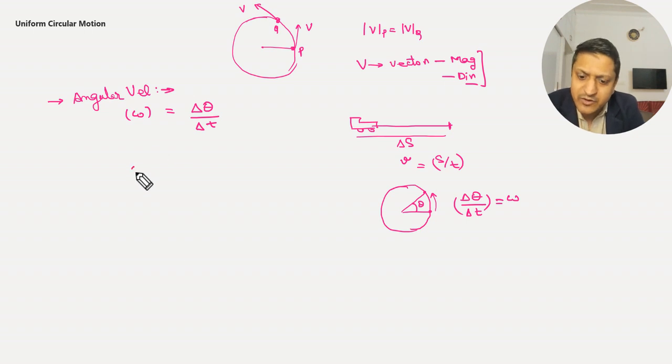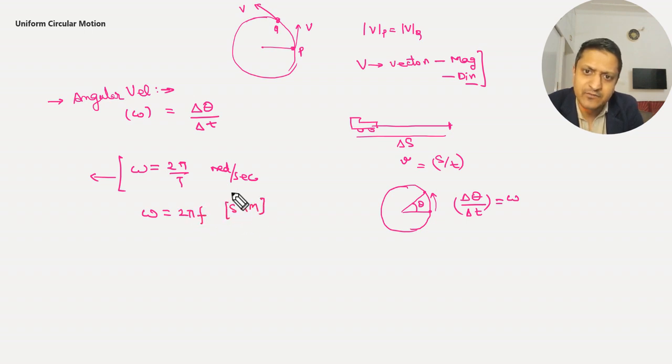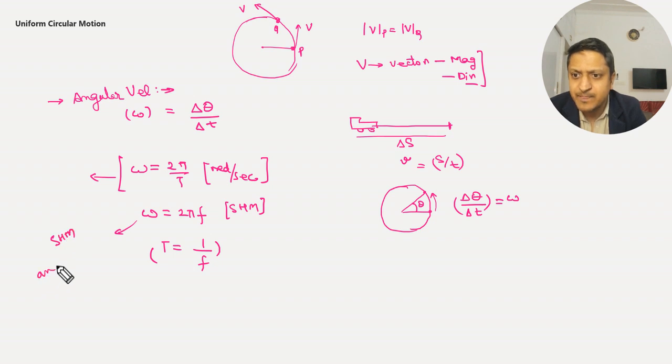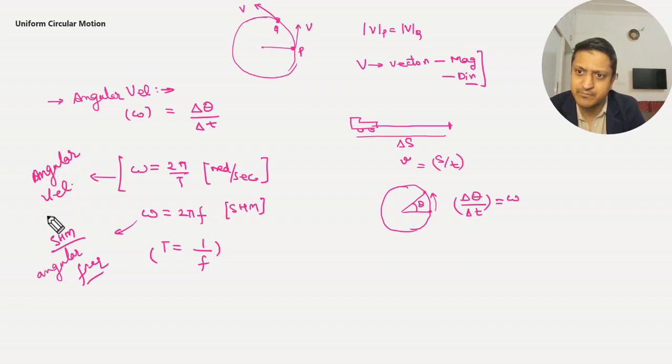So angular velocity is 2 pi by T, and this is in radians per second, whereas omega is equal to 2 pi f, which we use in SHM. Both are the same thing, basically, since T is equal to 1 by f. Do not get confused: whenever we use similar terms in SHM, it becomes something different. In SHM we call it angular frequency, whereas here we call it angular velocity. This is the basic concept, symbols and all.